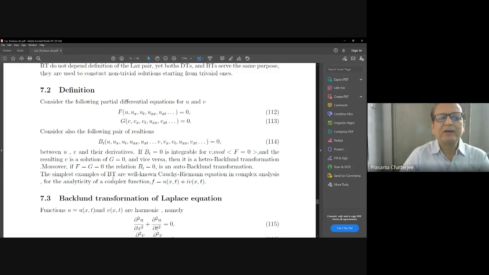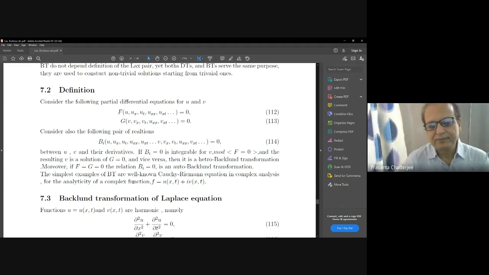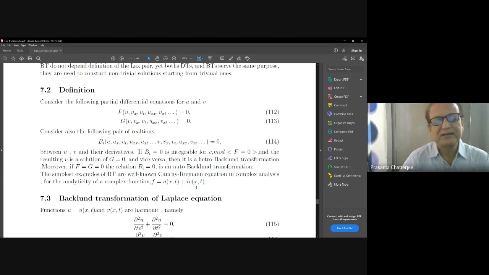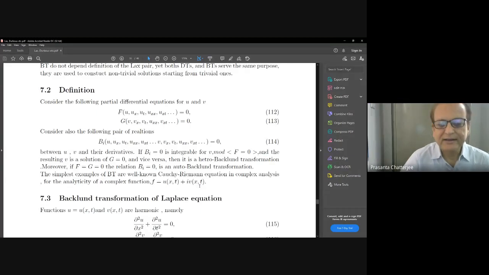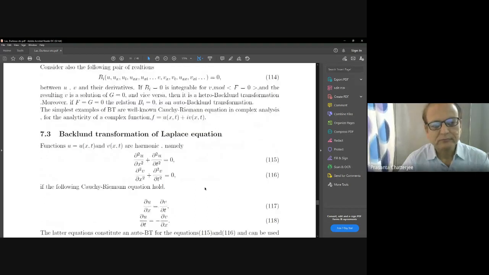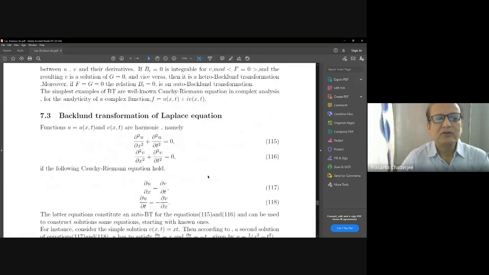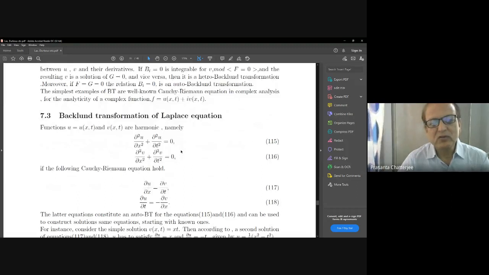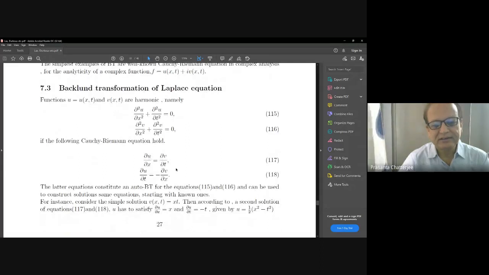The simplest example of Backlund transformation is the well-known Cauchy-Riemann condition in complex analysis. For the analyticity of a complex function f equal to u plus iv, we need u_x equal to v_y, and u_y equal to minus v_x. Suppose we consider the Laplace equation, both in u and v. These are the Cauchy-Riemann conditions.